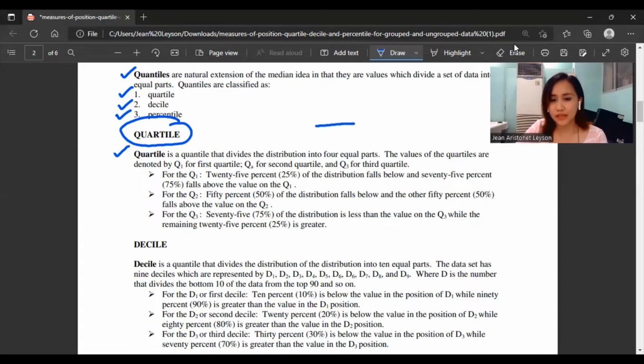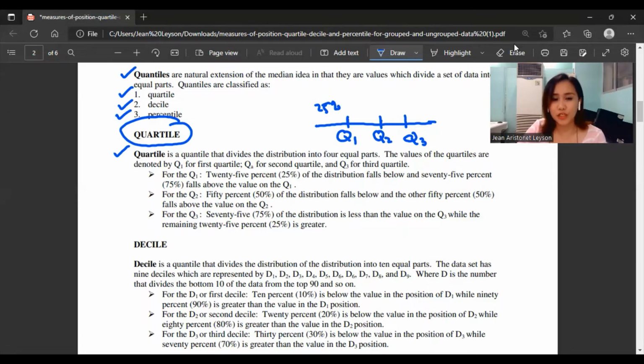So to illustrate that one, let's say we have here a number line. This is Q sub 1. This is Q sub 2. And we have here Q sub 3. So just imagine that these are equal parts. So for Q sub 1, below Q sub 1, that's 25%. And the remaining parts above Q sub 1 is 75% of the distribution.